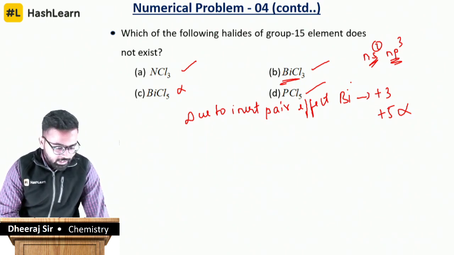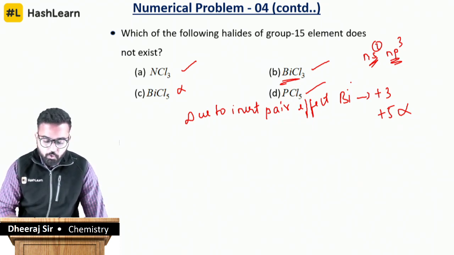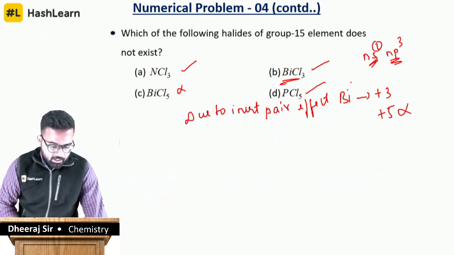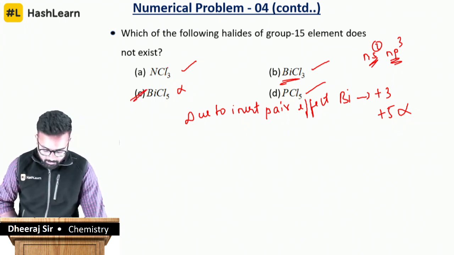Hence we can outrightly tell that BiCl5 cannot be created in the lab, and therefore will not exist. So it is due to inert pair effect seen in case of nitrogen family. So that's the answer. It is BiCl5. It doesn't get formed, hence this is the answer, guys.